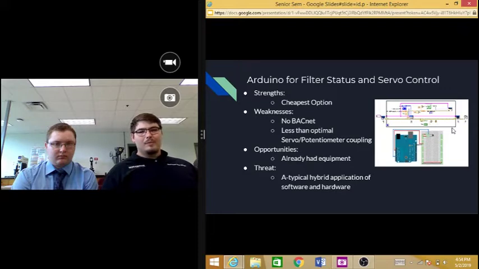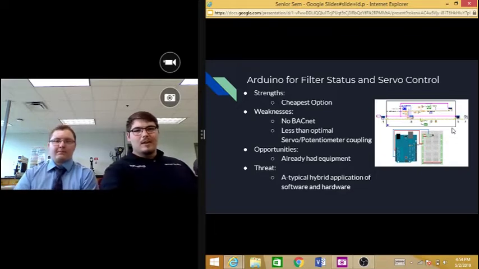We had the opportunity since we already had the equipment. But some of the weaknesses of it was that there was no BACnet, again, for more of a professional look. There was no servo motor; potentiometer coupling was really a weak way of controlling the motor speed. In hindsight, we would have used a MOSFET, but through the design, we decided to use a servo potentiometer. And this was really an atypical application of what we did. They would never allow that in industry because they're not reliable enough.